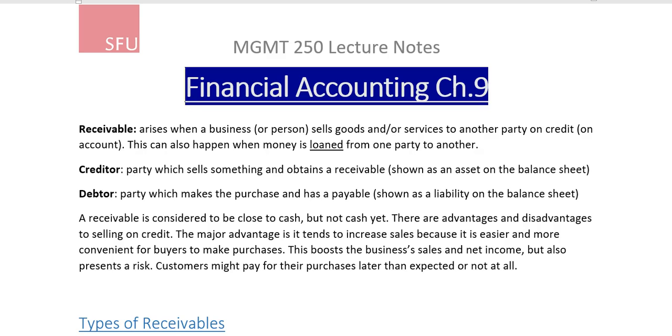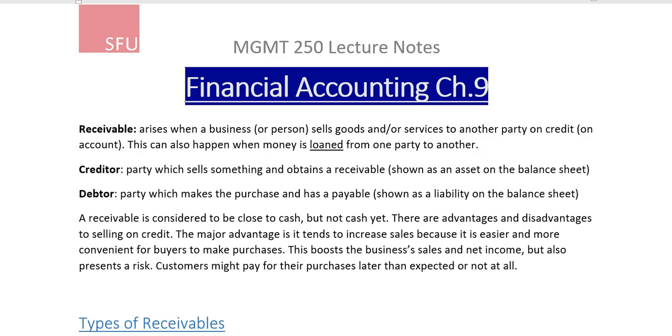A receivable arises when a business or person sells goods and or services to another party on credit. In other words, on account. This can also happen when money is loaned from one party to another. A creditor is a party which sells something and obtains a receivable, which is shown as an asset on the balance sheet. A debtor is a party which makes the purchase and has a payable. This is shown as a liability on the balance sheet.